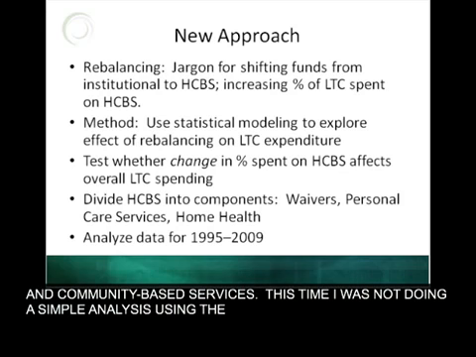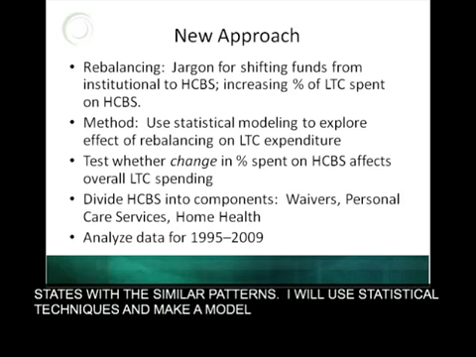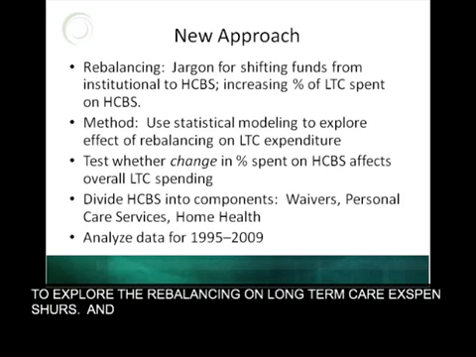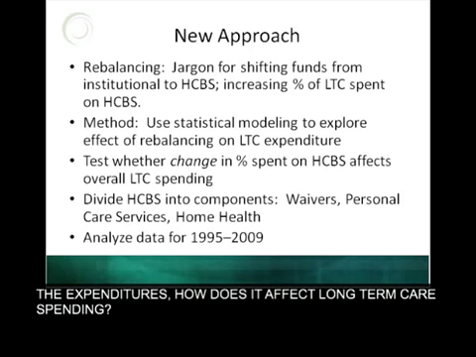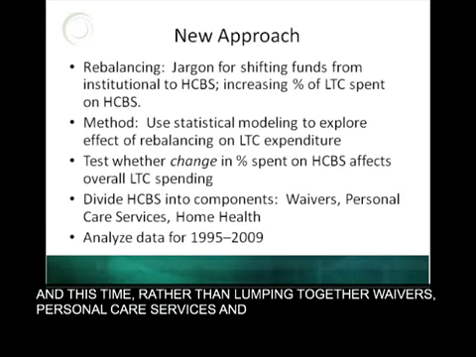So this time, rather than just doing the simple analysis where I add together states that have similar patterns, I'm going to use statistical techniques. I'm going to make a statistical model to explore the effect of rebalancing on long-term care expenditures. And what I'm testing is whether the change in the percentage spent on HCBS affects overall long-term care spending. In other words, when you actually rebalance your expenditures, how does that affect long-term care spending?